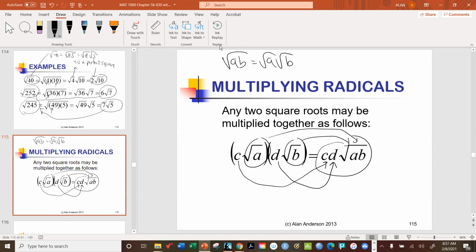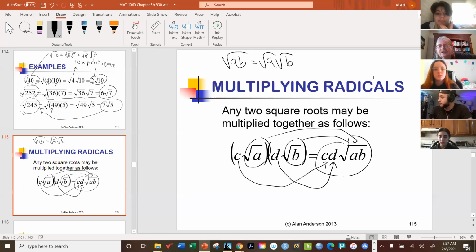All right, so let's see what fun things we can do with the multiplication of radicals. All right, are we ready? Yes, we are. I mean, it is Monday morning after all. What else would you be doing on a Monday morning besides math?